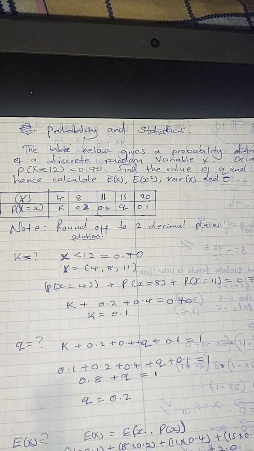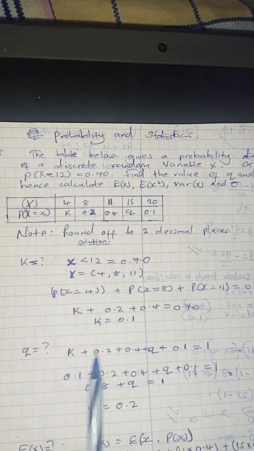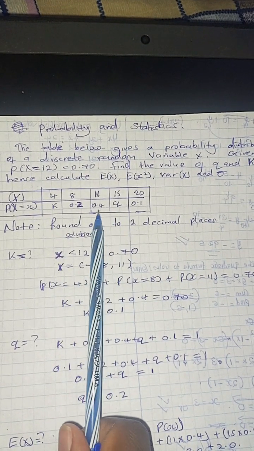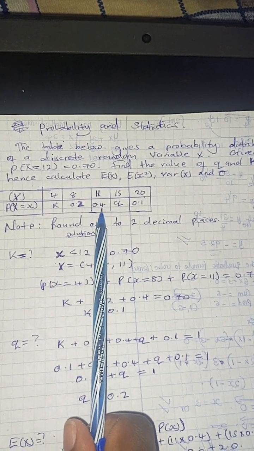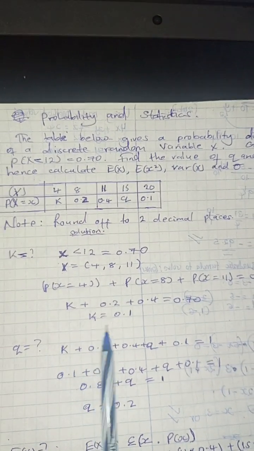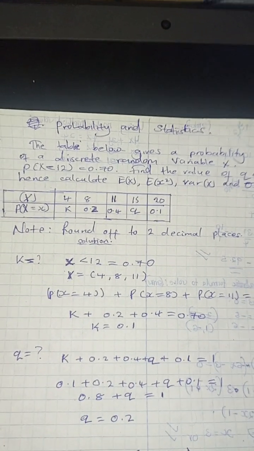And now we want to find the value of k. So we have k plus 0.2 plus 0.4. We equate to 0.70. We find the value of k is equal to 0.1.